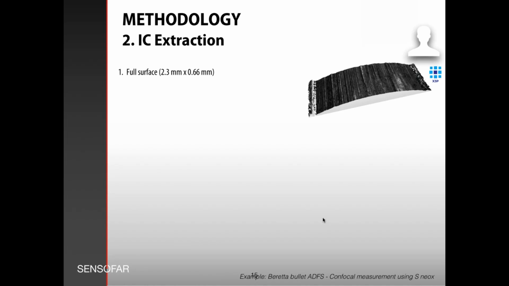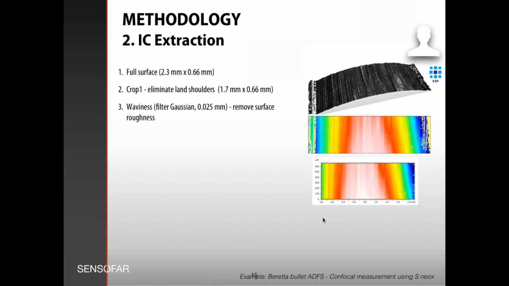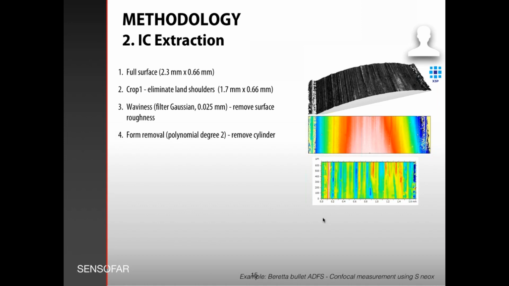The second step is the individual characteristics extraction. For that step, we are using analysis software. And we do, first, from the full surface, one crop to eliminate the land shoulders and concentrate on the part with the striations. Then we apply a roughness filter to remove the surface roughness.